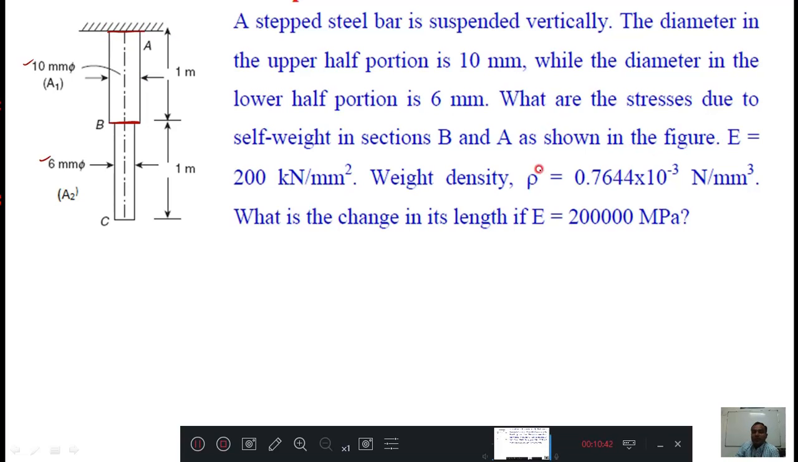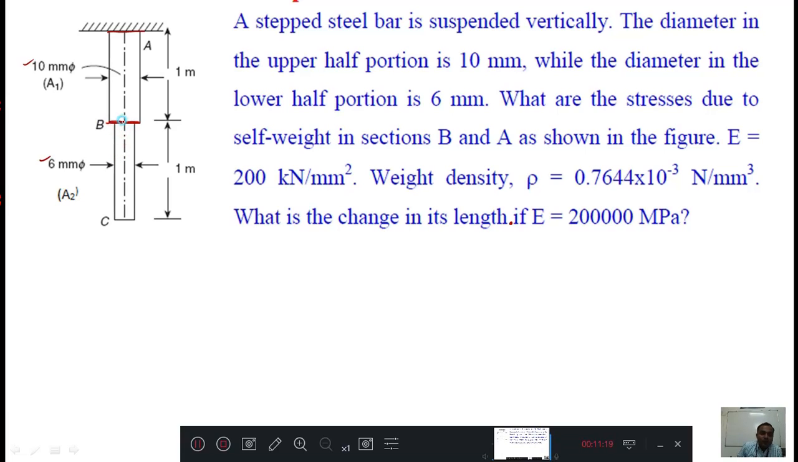As shown in the figure, E is 200 kilonewton per mm square, weight density is this much Newton per mm cube. What is the change in its length? If E equal to 2 into 10 raised to 5 N per mm square. Now in this problem, very interestingly, the force is not applied here. Some external force is there, no? Some external force is not applied, just it is hanged, you know? Therefore first we will concentrate on stress and later we will concentrate on elongation.